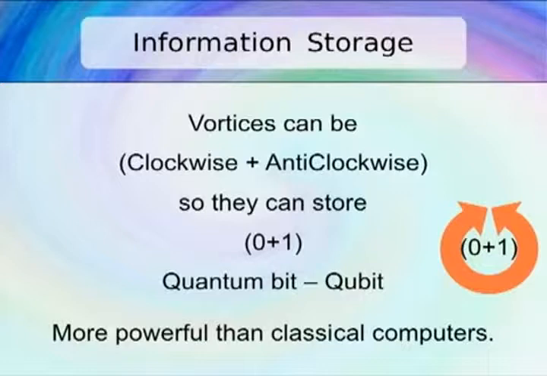But of course, because they can be clockwise and anti-clockwise at the same time, you could store a 0 and a 1 at the same time. So we call this a quantum bit or a qubit. This makes quantum computers that much more powerful than classical computers. And if you want to search a list of numbers, instead of going through the list of numbers as you would regularly, you could have a superposition of these numbers, or look at all these numbers at the same time.